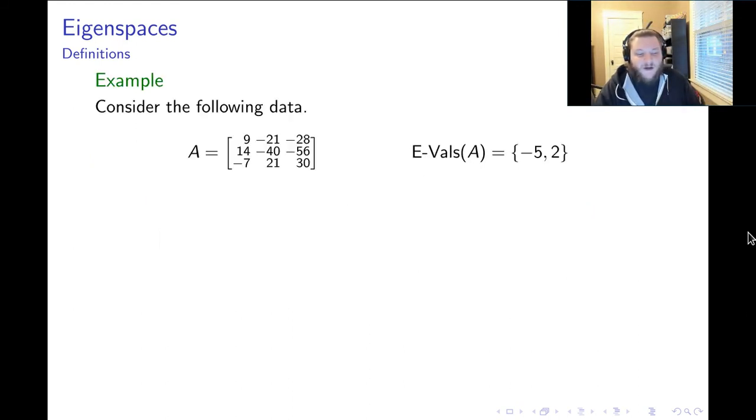Here we have another example. So here we're given the data of a matrix. So this is a 3 by 3 matrix. And someone is telling us that the eigenvalues of this matrix are -5 and 2.